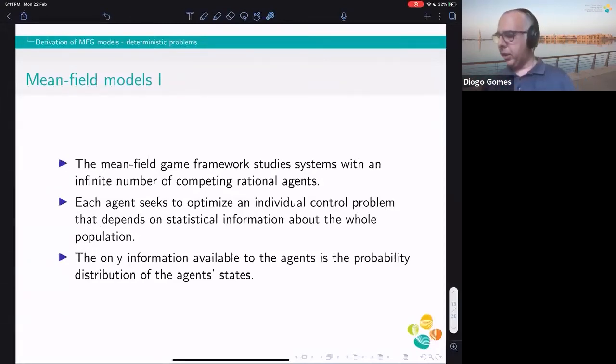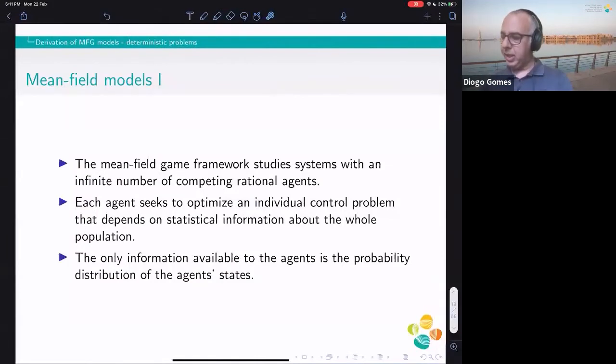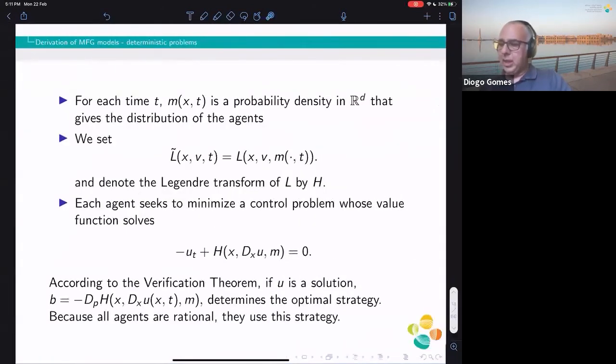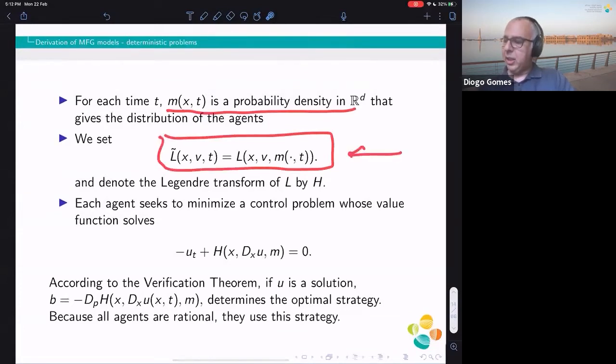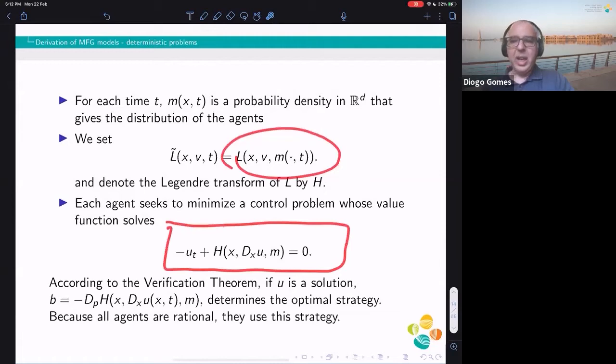Now, what I told you so far is what a single agent does, solves a control problem, and what happens when a crowd follows a vector field. But then you can ask, well, what happens if every agent is solving a control problem that depends on the probability distribution of the agents, and all of them do the same thing? Well, what you get is you have a distribution of agents. You have a cost that depends on the distribution of agents. And agents seek to minimize a control problem involving this cost. They get a Hamilton-Jacobi equation.